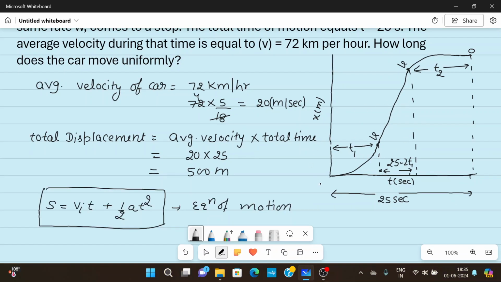To find the total displacement, we have to find out the displacement during acceleration, displacement during uniform motion, and displacement during deceleration. Then we add the three displacements to find the total displacement, and also we will see that displacement during acceleration is equal to displacement during deceleration. So let's do it.